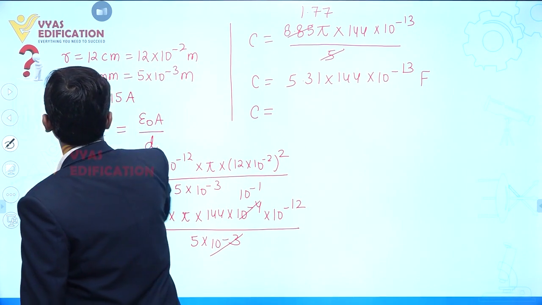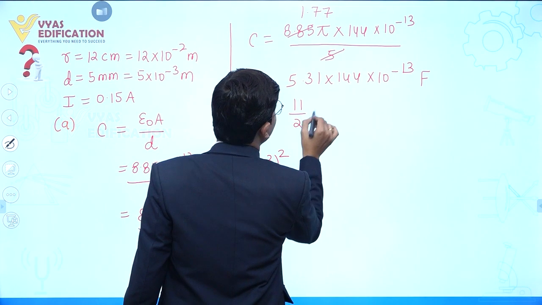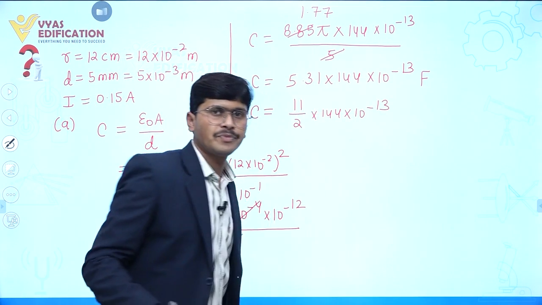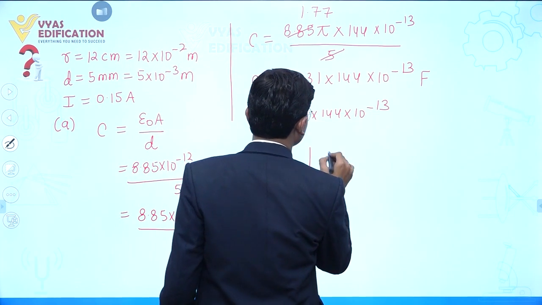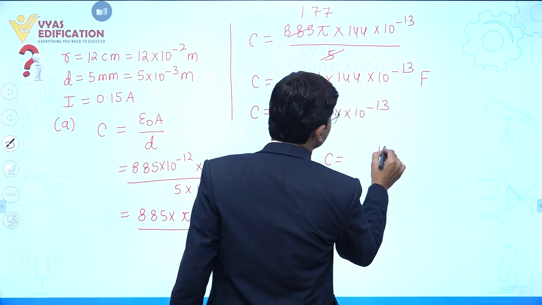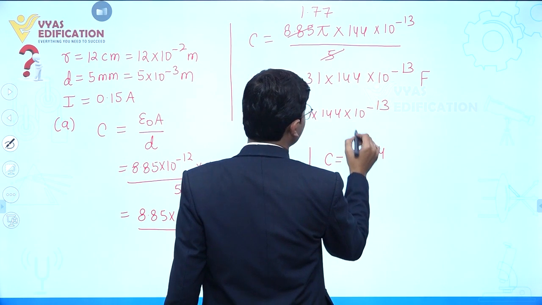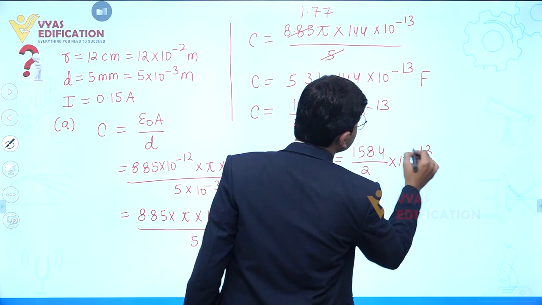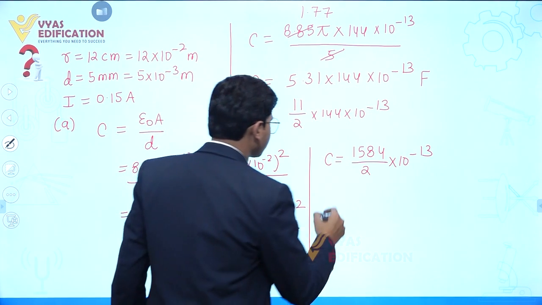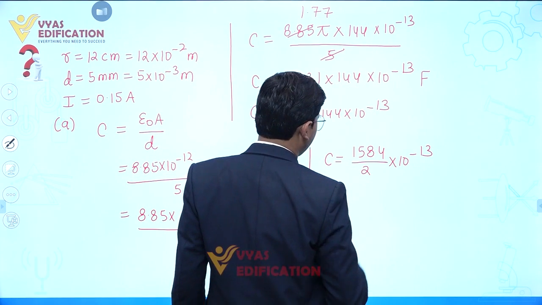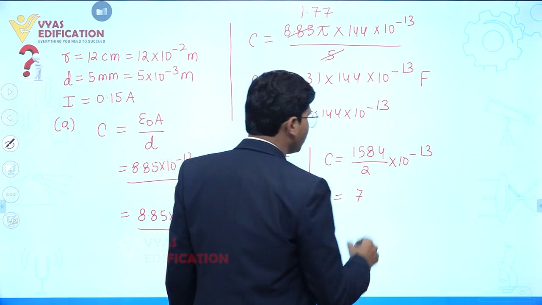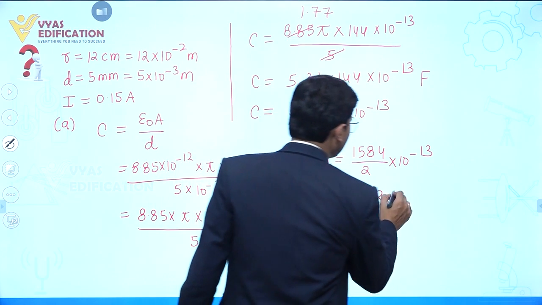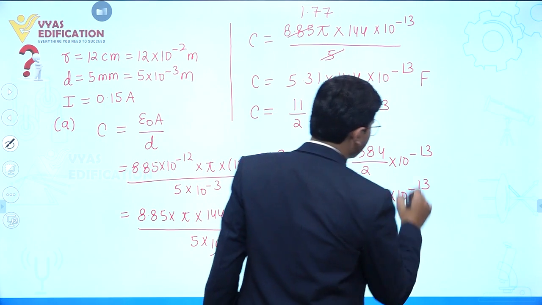Clear. So 11 divided by 2 multiply 144 into 10 to the power minus 13, clear. So from here we can say the value of C, this is given, this is 4.8415 divided by 2 into 10 to the power minus 13, clear. So the value of C, this is given, we have 7.92 into 10 to the power minus 13, clear.